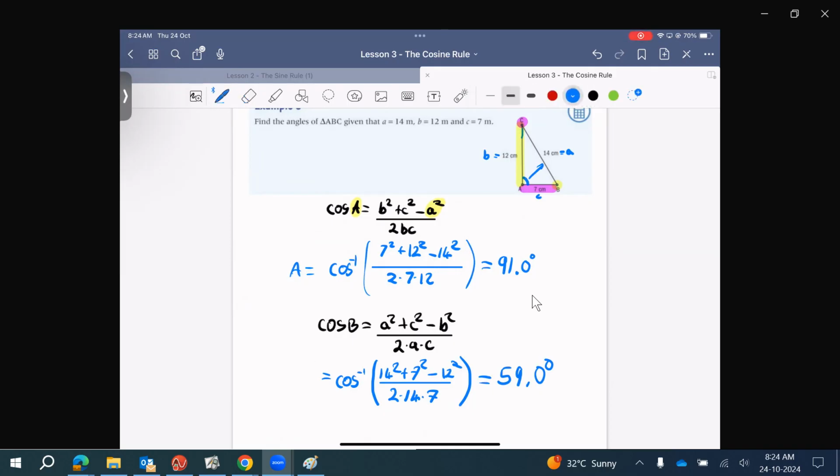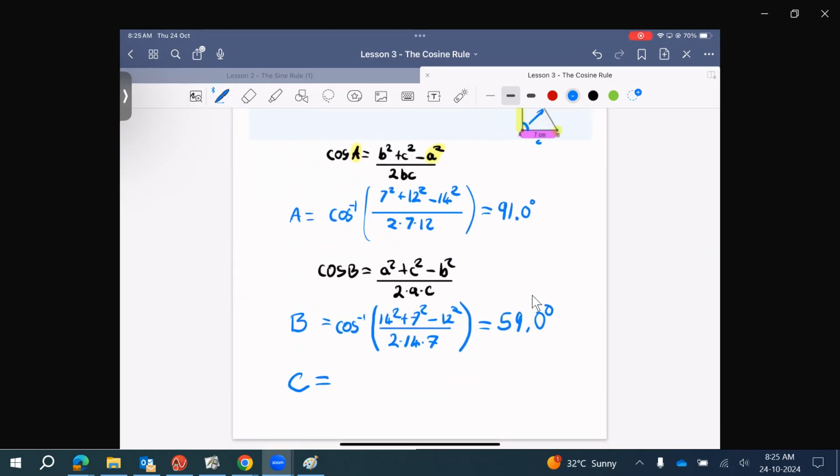Sorry, can I have focus, please? Are we calculating B here? No. I think this is B. Who said it wasn't? I think it was. Yeah, this is B, isn't it? Yeah. Okay.